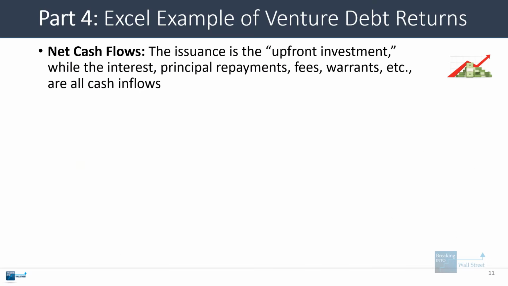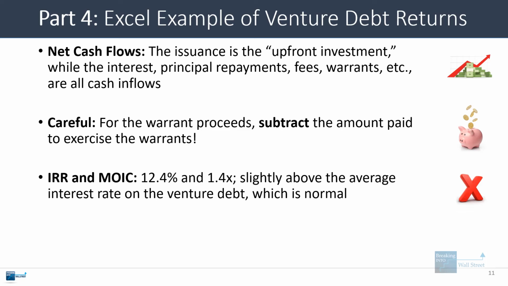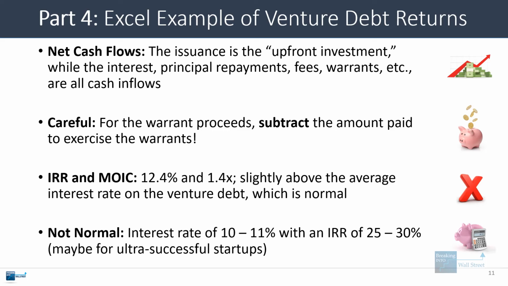I just have a summary of everything we did in PowerPoint right here and some things to be careful about. Overall, this is a pretty standard result because 12.4% is slightly above the interest rate in this period, but not tremendously above it. It would be unusual if we had an interest rate of 10 or 11%, but the IRR somehow came out to 25 or 30%.